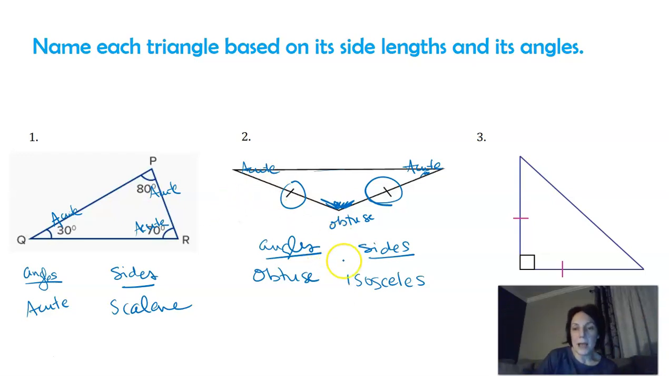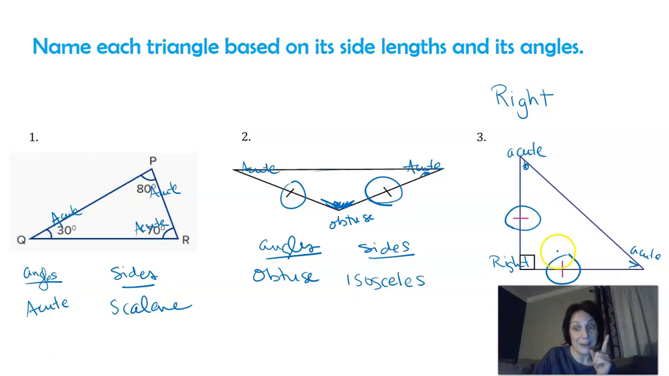All right. Last but not least, we have our friend over here. If we look at his angles, that's acute, that's acute, but this is not acute. This is a right angle. It's marked with that square. So I know that this triangle is a right triangle. Now I just have to name it for its sides. Tick mark, tick mark. I got a pair. Third side, no tick mark. So this is right and isosceles.